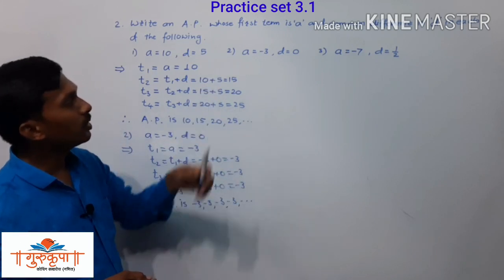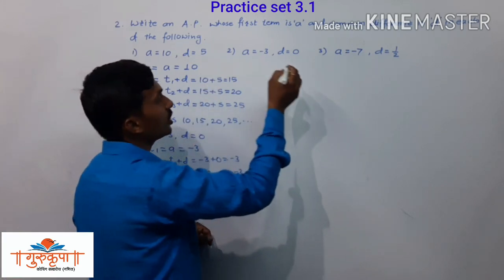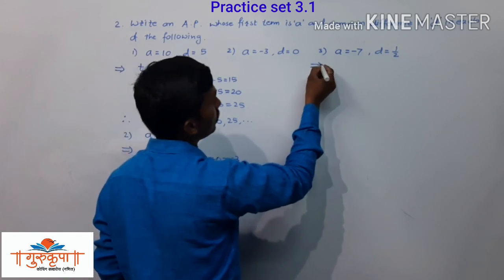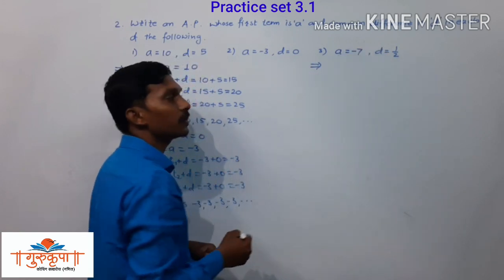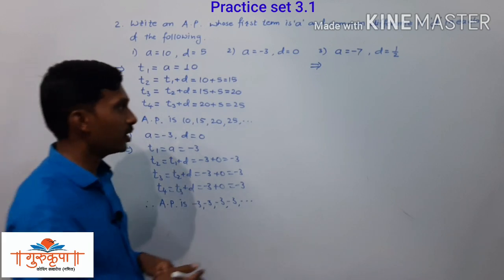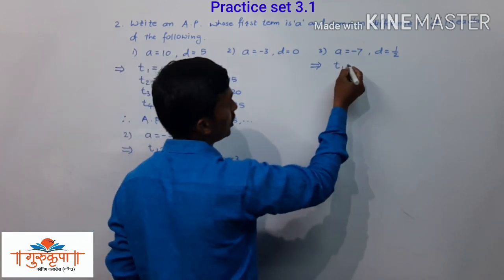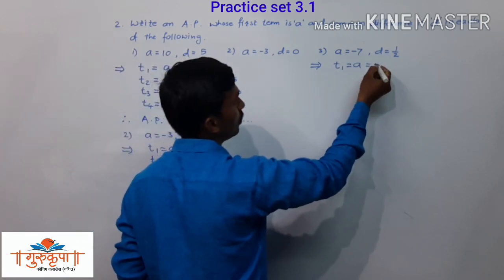Now we have the third example. In the third example it is given that the first term is minus 7 and the common difference is half. So here we will write the first term, that is T1 is equal to A is equal to minus 7.